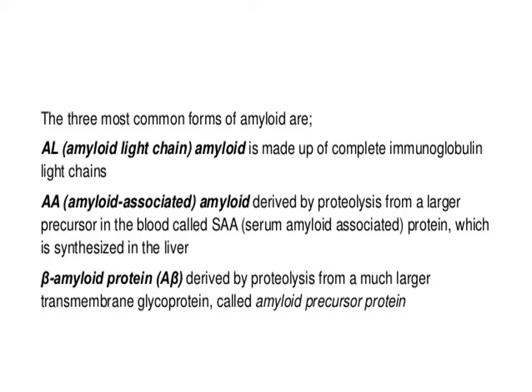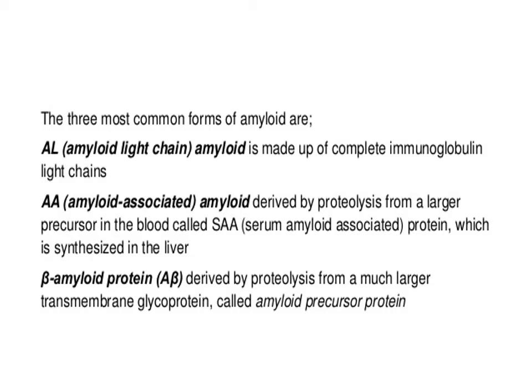The 3 most common forms of amyloid are, first, AL, amyloid light chain. Amyloid is basically made up of complete immunoglobulin light chain, and it is derived from plasma cells and is associated with plasma cell tumors such as multiple myeloma. The lambda light chain is more common. Deposition occurs more commonly than with the kappa.